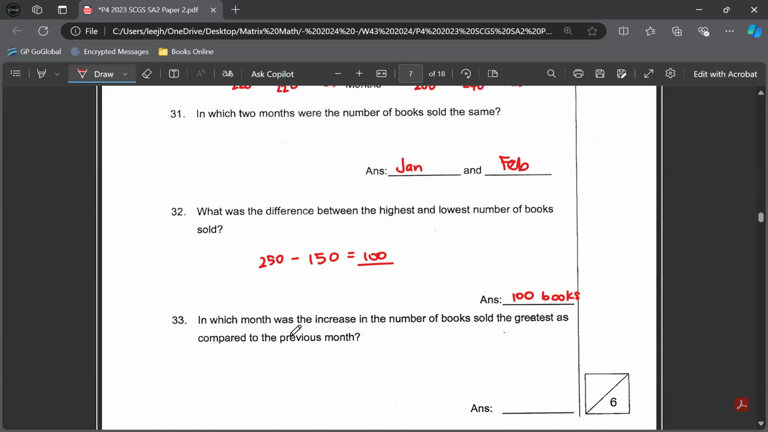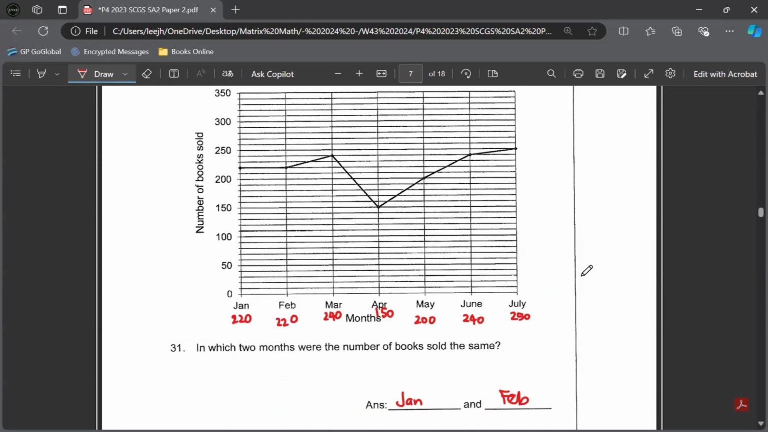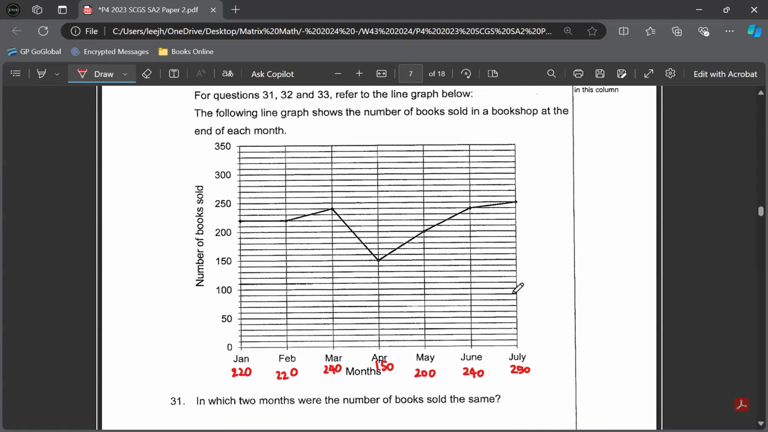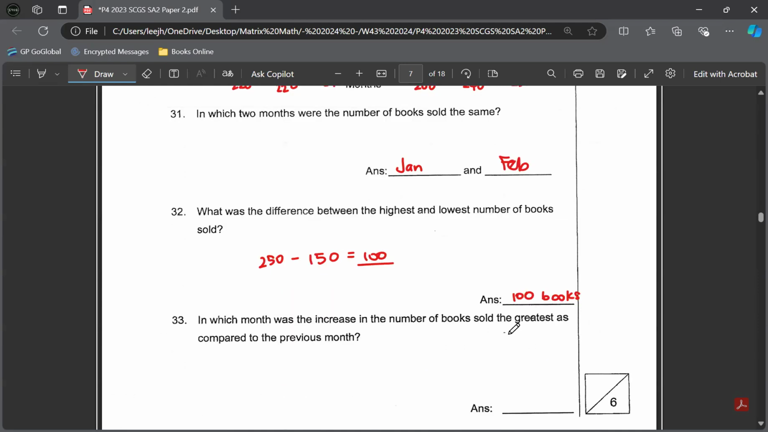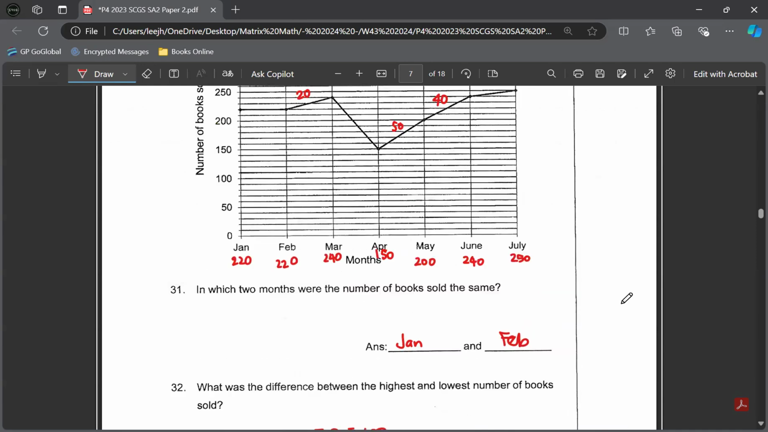Question 33. In which month was the increase in the number of books sold the greatest as compared to previous months? If you look at this, actually it is very simple. This one no increase. This one increase of how many only? Increase of 20. This one decrease, so cannot. This one increase of 50, because 150 to 200 is 50. This is the increase of 40. So that means which month increased number of books sold the greatest as compared?